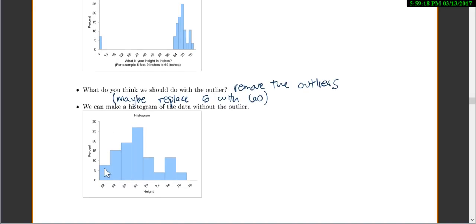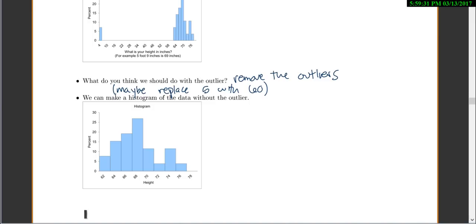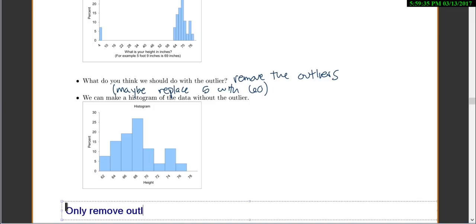And so then we just make our histogram without the outliers. It looks much more normal. Everyone's heights are from like 60 inches, or 5 foot, up to 6 something. And that looks right. But let's make ourselves a note that we only remove outliers if we are sure they are mistakes and not true values.